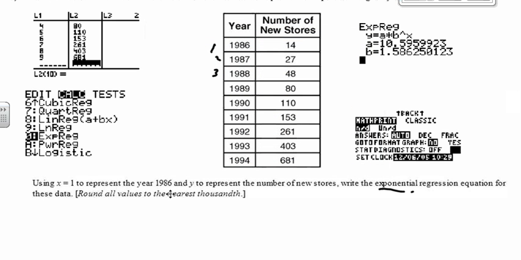Use X to represent the year 1986. We did that. Y represents the number of new stores. Write an exponential regression equation. Round the data to the nearest thousands. So, we're looking at this data.